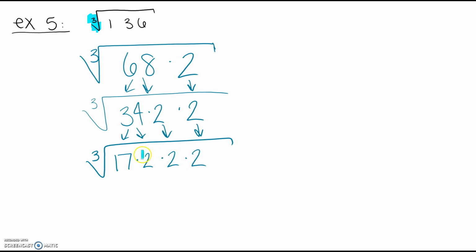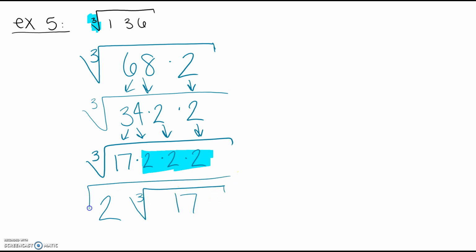Now we finally do have 3 of the same number. Actually, that's not a coincidence. Never mind, sorry. So we can put a 2 on the outside. We're left with the cubed root of 17. And 17 is prime, so we are done. So this cubed root of 136 is 2 cubed roots of 17.